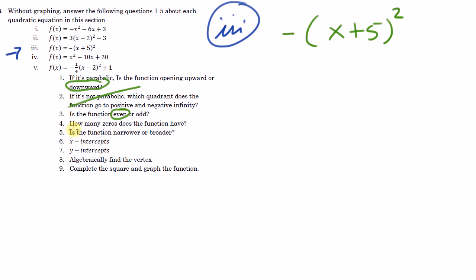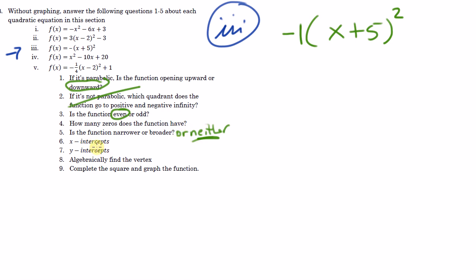The function is even. How many zeros does the function have? It's squared, so at least 2, or up to 2. Is the function narrower or broader? The function is narrower, broader, or neither. This function is going to be neither because it's just 1.